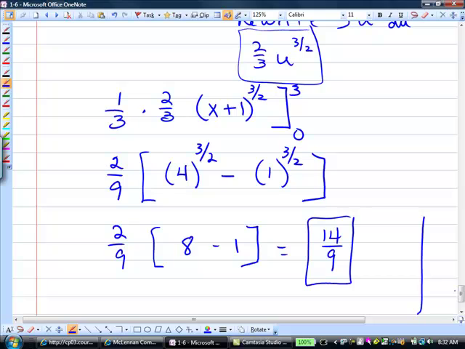Okay. Anybody not get 14/9 or have trouble with that? Do what? 14 over 3. Did you forget to multiply by the 1/3 that was the outside? Okay. Did you get it now?